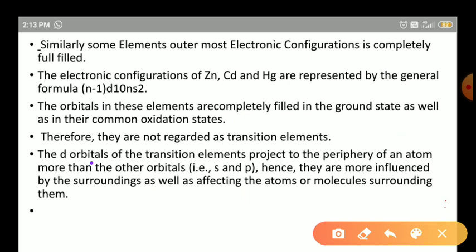D block element, transition elements, around the atom, around the atom surrounding.